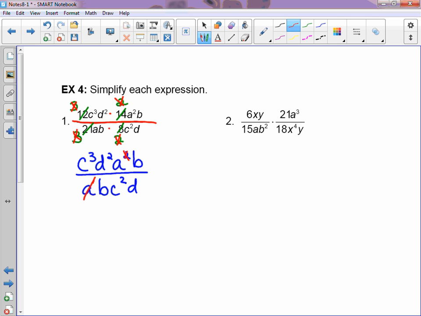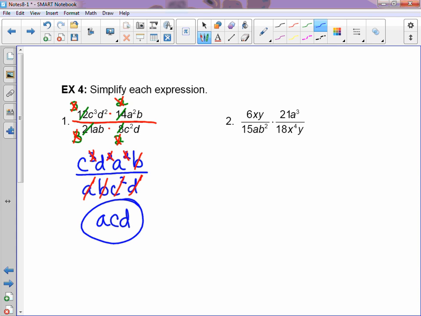How about c's? Same thing happens. I have 2 c's in the bottom, so think of it as 3 minus 2. That leaves you with just a single c in the numerator. And then the d, same thing happens. There's 1 down here, 2 minus 1, and then your d's are gone. So you probably want to write that in alphabetical order. Your final answer is a, c, d. The denominator was totally gone.